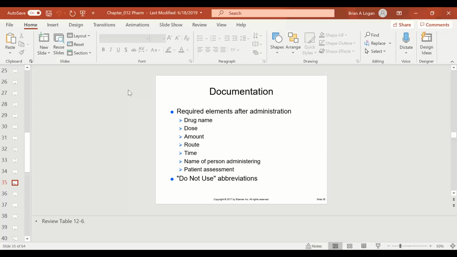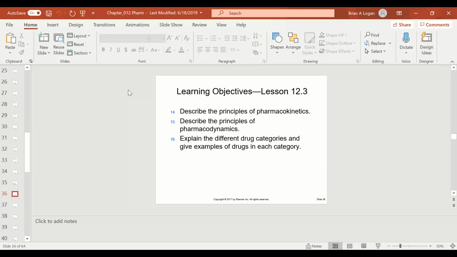In table 12-6 in chapter 12, there is a list of do not use abbreviations. The reason that we do not use those is that they're too easily confused for something else, and too many medication errors have come of using those abbreviations. So those are abbreviations that are off limits in the hospital, so we don't make any mistakes.